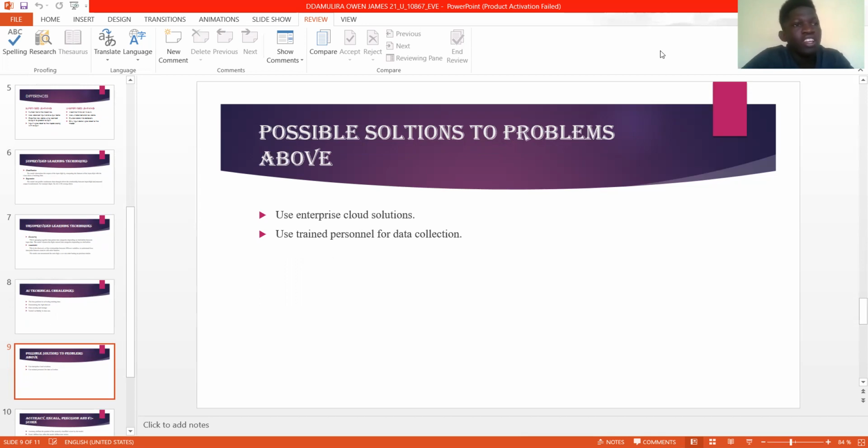For example, in businesses, we have hierarchies. If you're a supervisor, there's some data which you cannot access that a manager can. So that's what we mean by use enterprise cloud solutions.